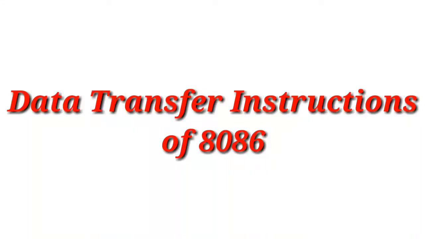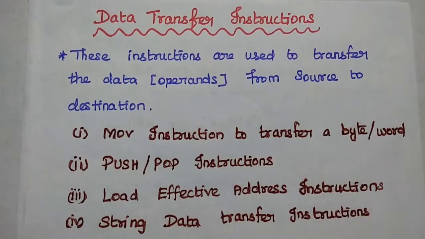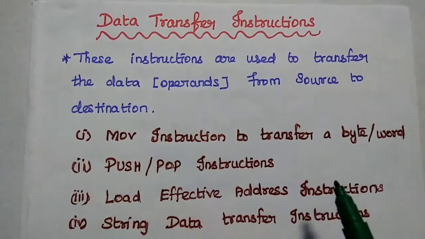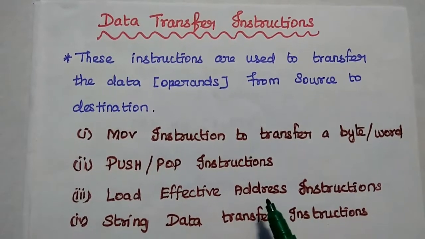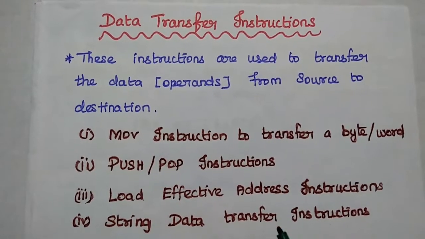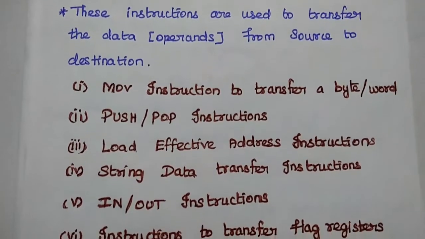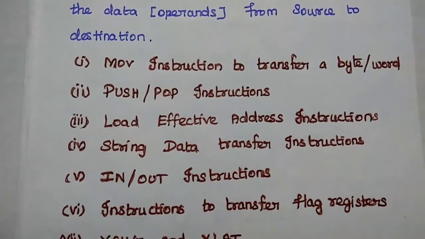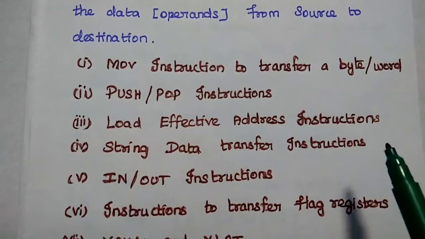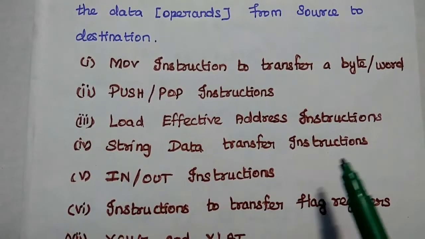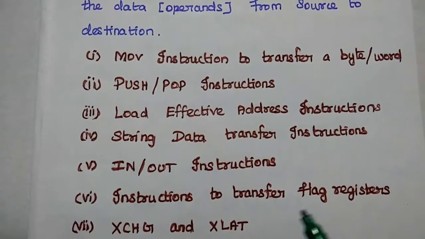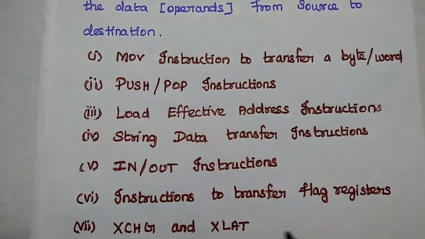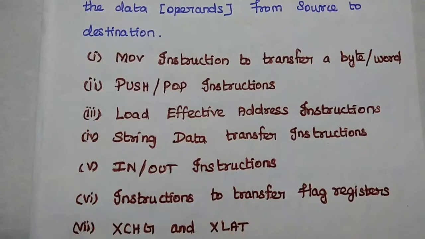Dear students, now we are going to discuss the data transfer instructions of 8086 microprocessor. Data transfer instructions are used to transfer the data from source to destination. These instructions are grouped as move instruction, push pop instruction, load effective address instructions, string data transfer instructions, in-out instructions, instructions to transfer flag registers, exchange and XLAT.